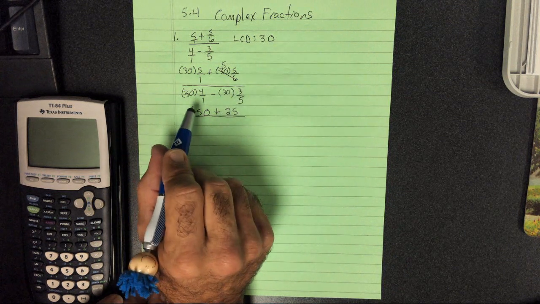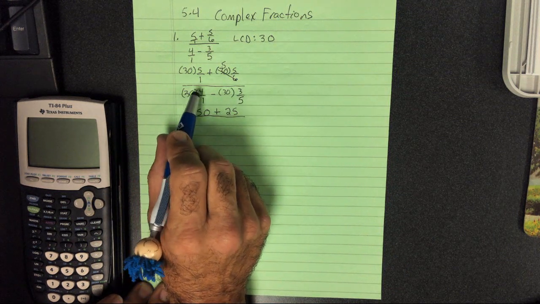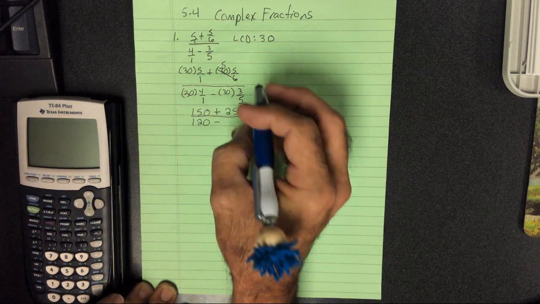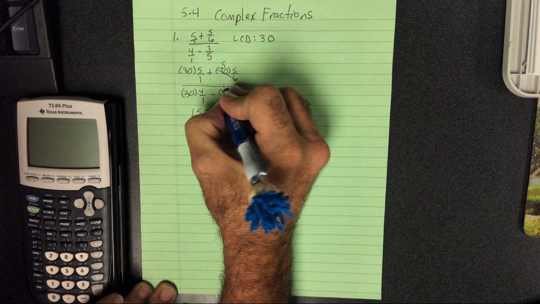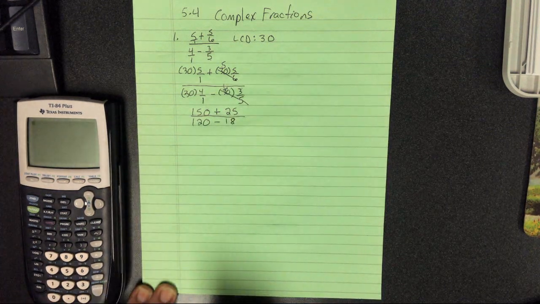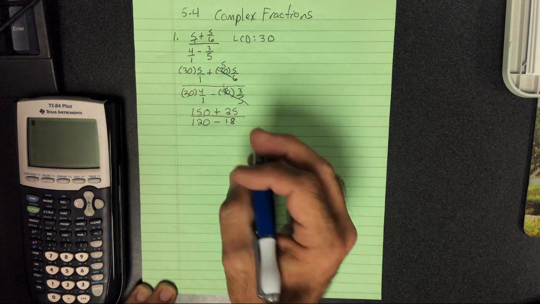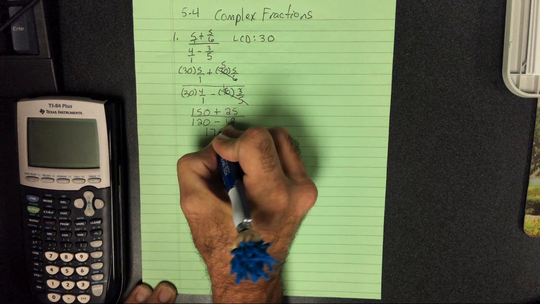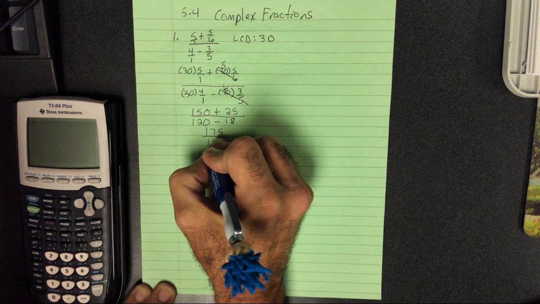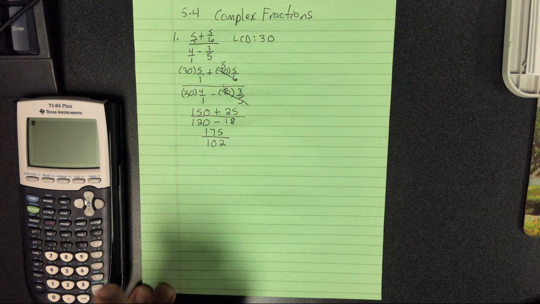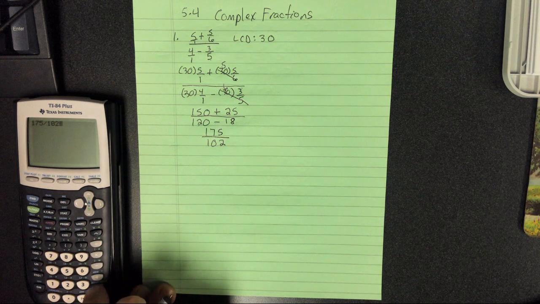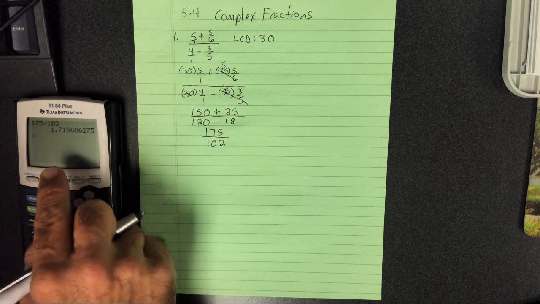On the bottom, 30 divided by 1 is 30. So 30 times 4 is 120. Minus, watch this, 30 divided by 5 making a 6. And then 6 times 3 is 18. So if you notice now, 150 plus 25 will give me 175 on top. 120 minus 18 gives me 102 on the bottom. And if you want to check that, 175 divided by 102 equals 1.71 blah blah blah.